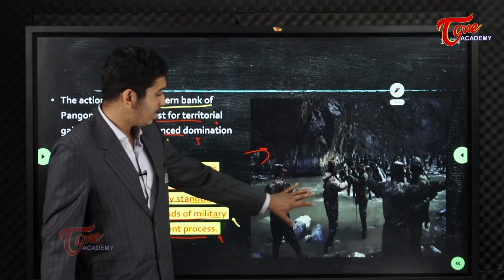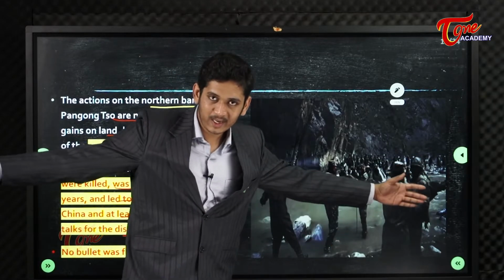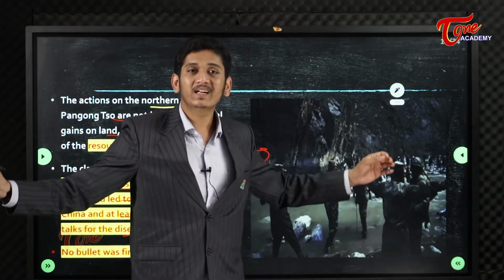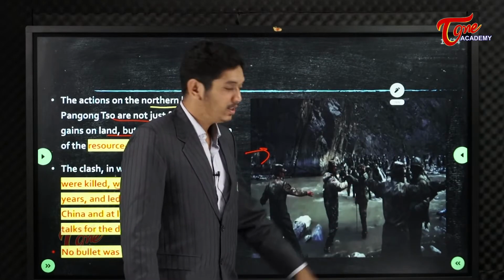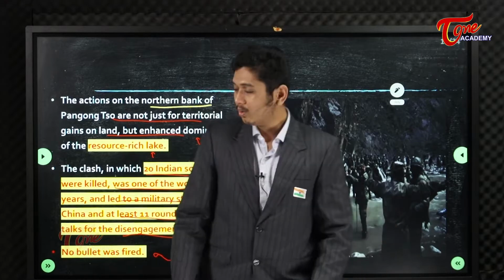See, our army personnel are stopping them with their hands widespread, without using any harmful instruments or weapons in their hands. This is the Pangong Lake whole system.